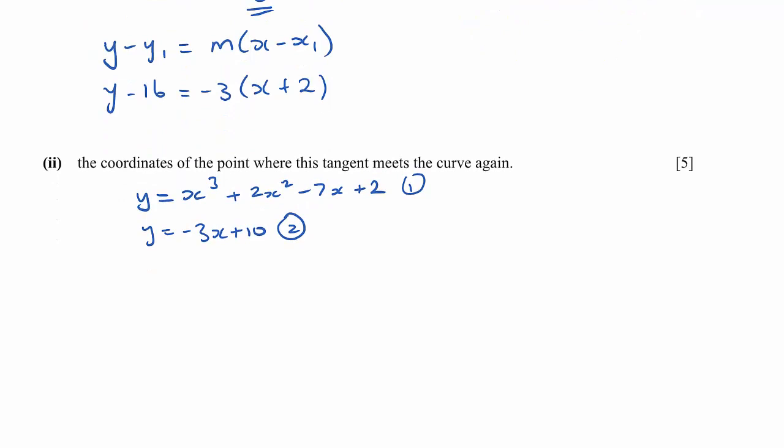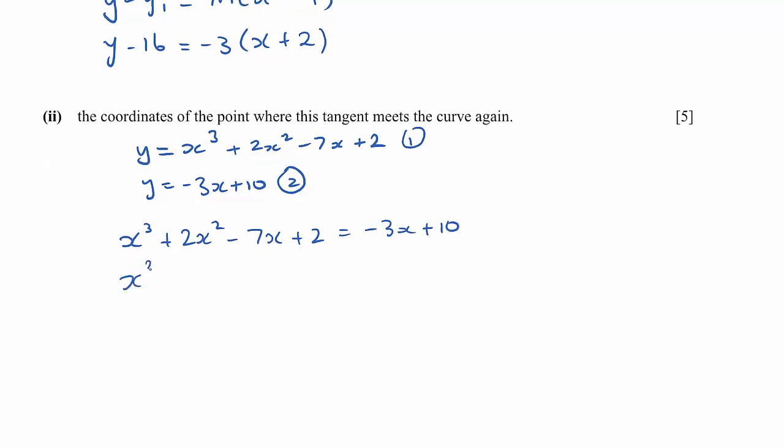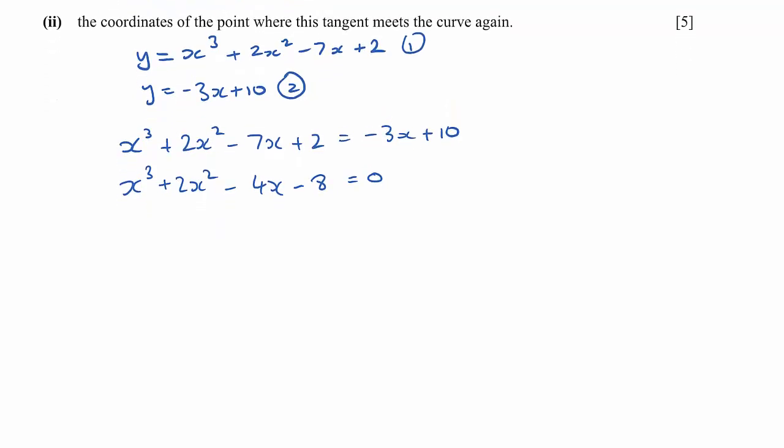Well, they both say y equals, so we can set that up easily as x cubed plus 2x squared minus 7x plus 2 is negative 3x plus 10. And so we've got x cubed plus 2x squared minus 4x, if we add 3x to both sides, take away 8 is equal to 0. So that's what we want to solve. And we've got a cubic here, and we need to factorize it. I'm just going to underline that because that's an important part of the solution.